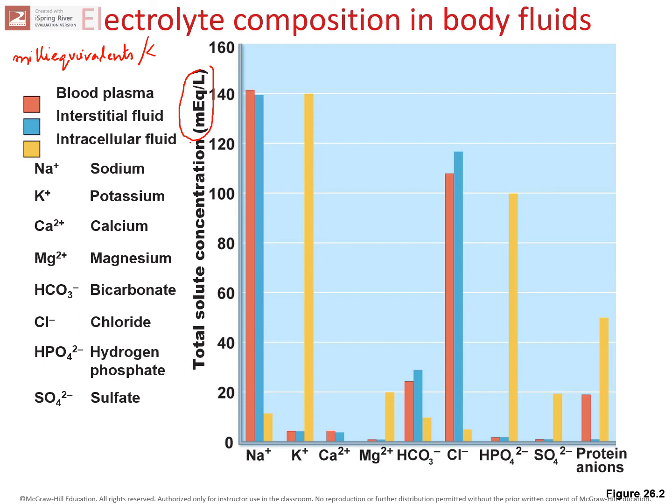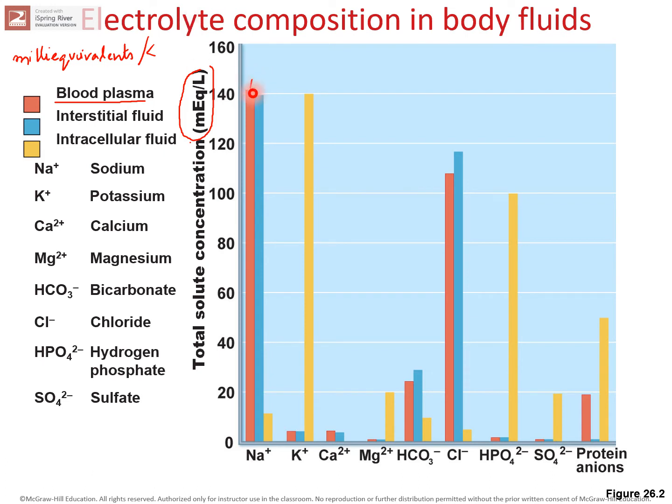Okay, so the first thing, let's look at the color codes first. Now, blood plasma is in red over here. So this one over here is blood plasma, and interstitial fluid is represented in blue, and intracellular fluid, meaning the fluids inside the cell, is represented in yellow. So let's look at sodium first. Sodium and potassium, okay? These are the most important electrolytes in the body. Why? Because they help in maintaining the resting membrane potential. If you remember nervous system physiology and action potential, okay?